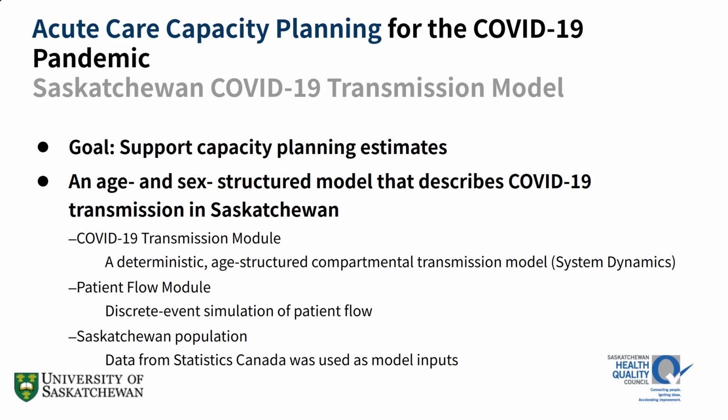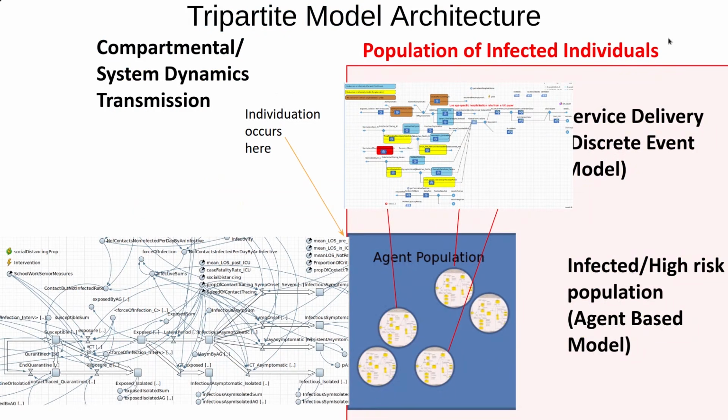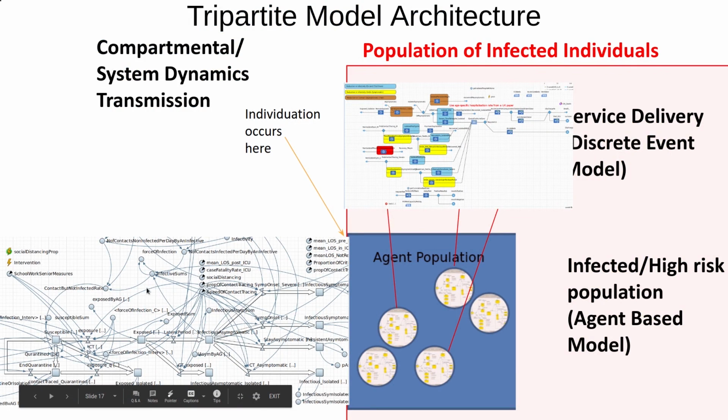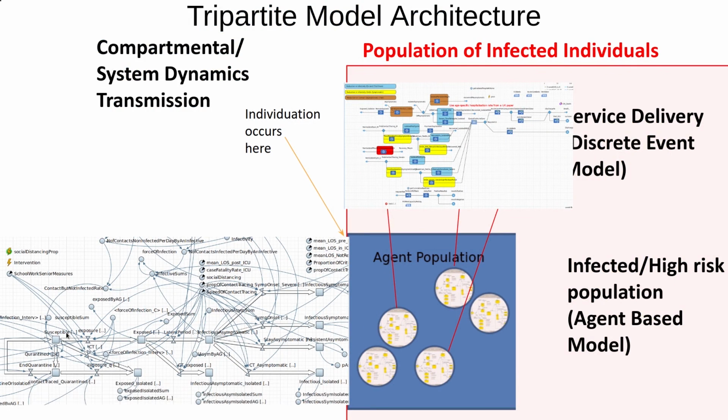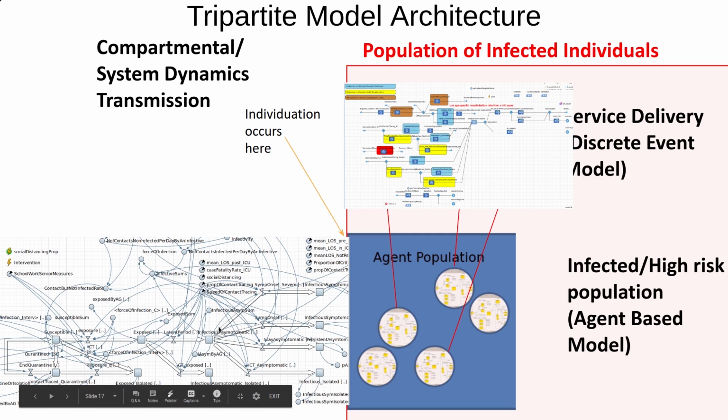The transmission module of this makes central use of compartmental characterization for the vast bulk of the population that's susceptible. But individuals are rendered into agents, or are individuated, at a point of the risk continuum, presently when they become infected. And from that, they can be rendered into agents, so they are exposed to other agents using contact matrices and mass action dynamics within the compartmental transmission model.